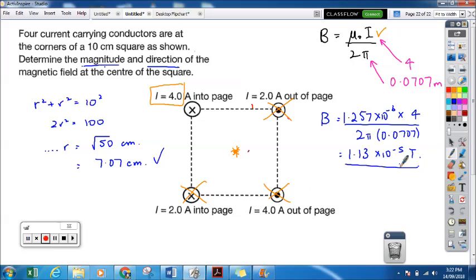So if you can pause the video now for a few moments, I want you to find the magnetic field strength due to the 2 amp one here. So now you're going to pretend that all of these ones don't exist and it's just between here and here. Okay, take a few moments now and pause the video and calculate that other one for us.